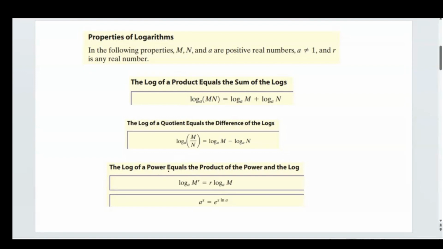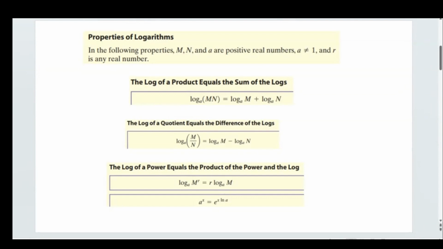And you have that the log of a power equals the product of the power and the log. So when you have the logarithm in base a of m to the r, this exponent r can be written as a factor. So it will be r times the logarithm in base a of m. So you basically rewrite the exponent as a factor, or you can also write a factor as an exponent if needed.